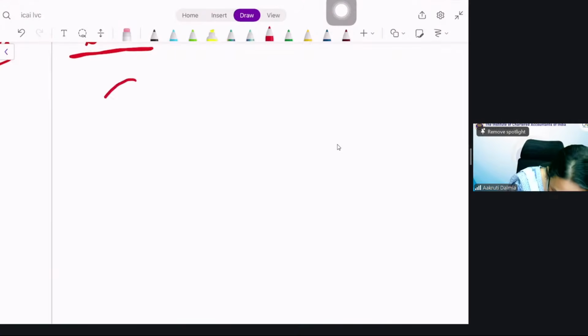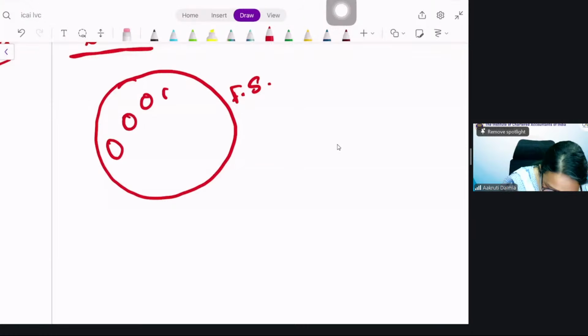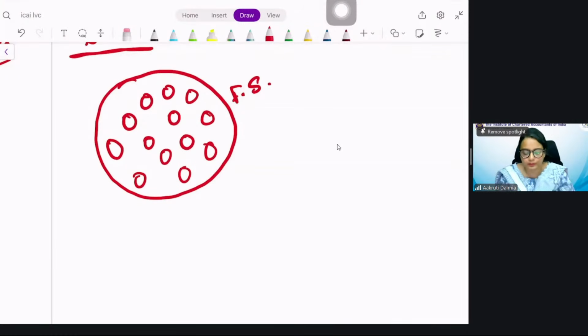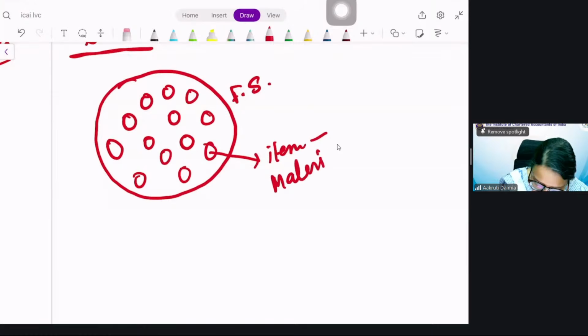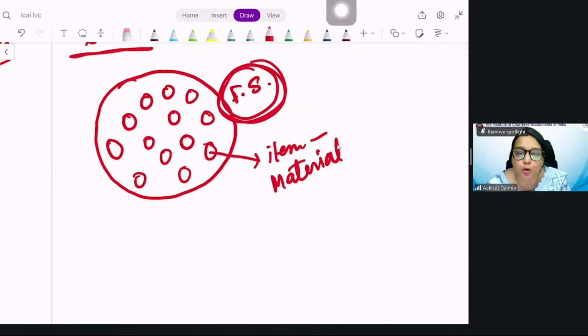Now let's imagine that financial statements are a country, and it is made up of different states. That is, different items. Some things can affect an item, that is one state, and it can be material for that item. But it is possible that it is not material for the whole financial statement.